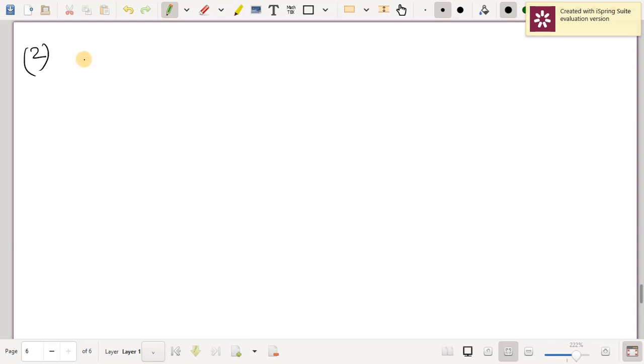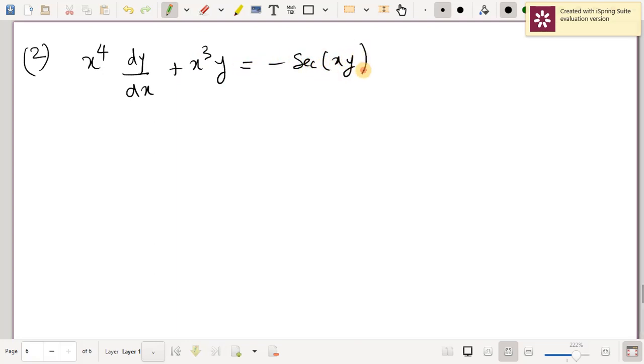Now in this example, x raised to 4 dy by dx plus x cube y is equal to minus sec of xy. I'll call this equation 2. Now as you can see very easily over here, it is impossible to separate the variables x and y, but it can be converted to a separable variable form by certain substitution. Now that comes through observation.